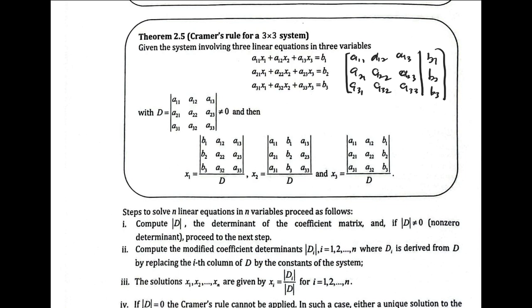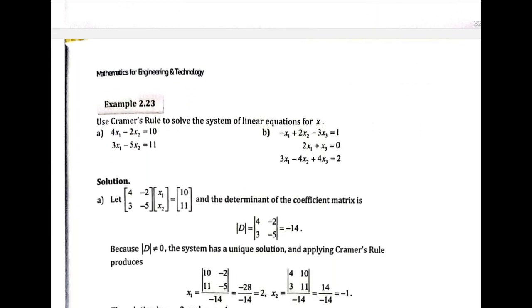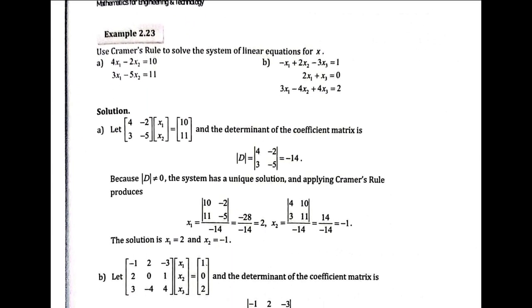Let us see some examples of how they actually calculate it. Look at example 2.23. This is an example of a 2 by 2 system. This is how they change it into matrix form, and you see that the first thing to do is finding the determinant of this one, and they get -14. So it is not equal to 0, so we can proceed.